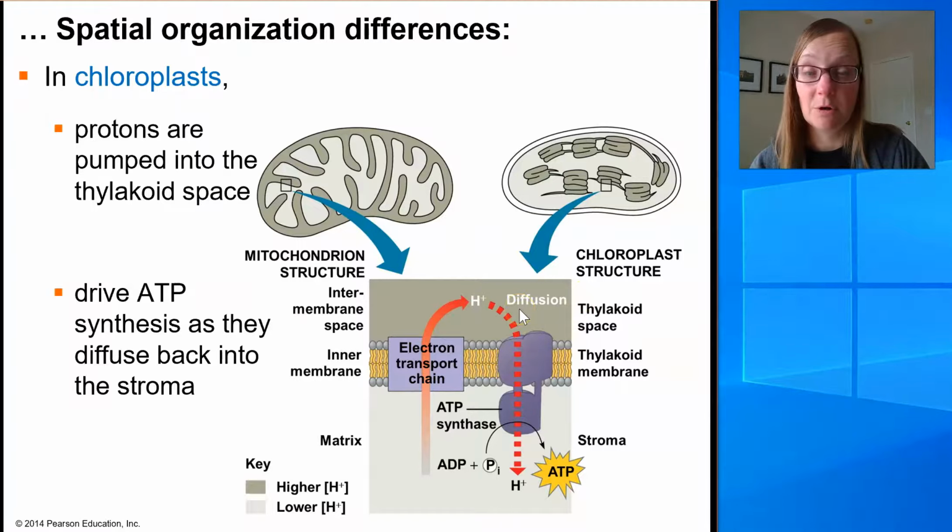From here, the protons, they don't want to be there, right? They want to flow back out into the stroma, and so they're only allowed to do so here through the ATP synthase, spinning the turbine and allowing the ATP synthase to generate a lot of ATP during the light reactions.